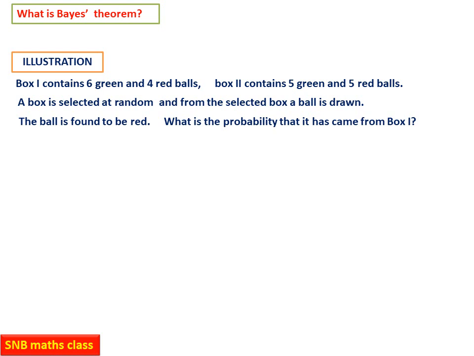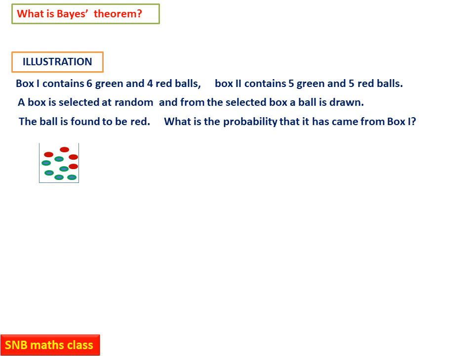Please note the difference here. In the total probability theorem, the problem was: what is the probability that the ball is red? So that is the total probability theorem. Here it is not like that. It is found that the ball is red. Now the question is, what is the probability that it has come from box 1?